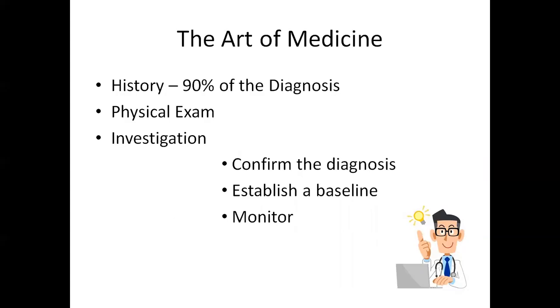As you recall, when we see a patient, we first take a history. And if you take a good history, you should be able to make a diagnosis most of the time. Next, we do a physical exam, and then we order investigations or tests. ECG is one of those tests we may order. And the purpose of a test is to either confirm a diagnosis, establish a baseline, or for monitoring purposes.